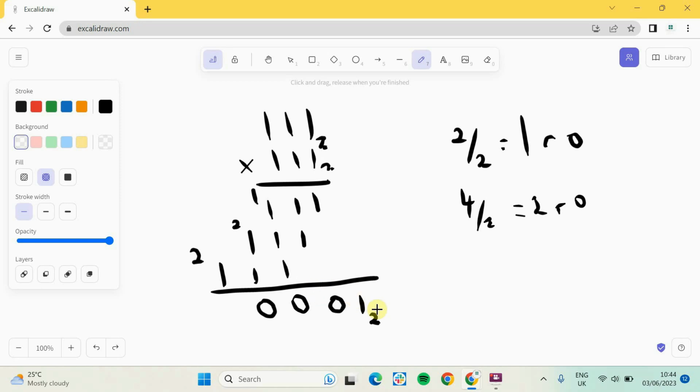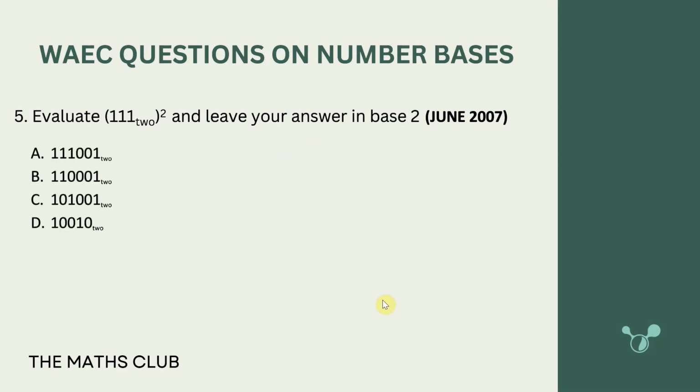2 plus 1 is 3. 3 is greater than 2. So I'll do 3 divided by 2, which is 1, remainder 1. So I'll drop 1 and carry over 1. Remember, just like we always say, since there's nothing to add to it, we assume there's an imaginary 0 here. So that will be 1 plus 0 is 1. So when we square 111, we have 110001. Let's see if our answer is correct. 110001, which is option B. Great.